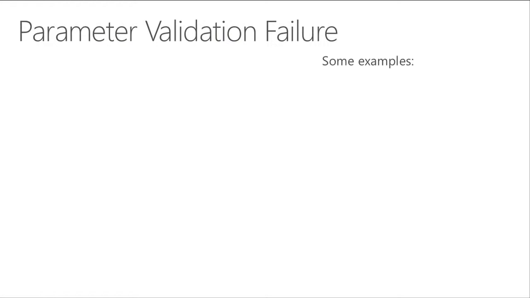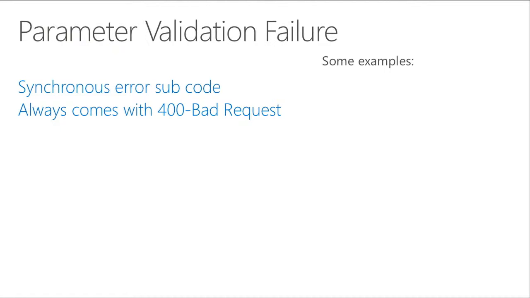So what we basically did was, it's a synchronous error subcode. It's always going to come with a 400 bad request. So if you hit a URL and you don't give the right parameters or use the wrong methods, we will tell you what you did wrong. So you can still not read documentation, play around with UCIVA, and get comfortable.